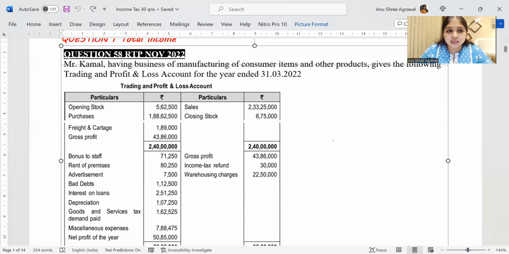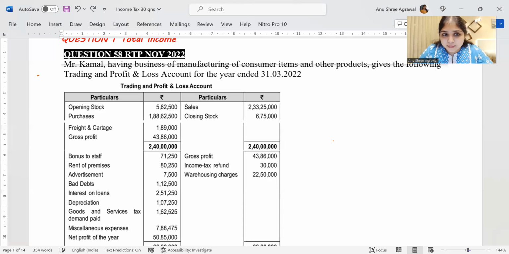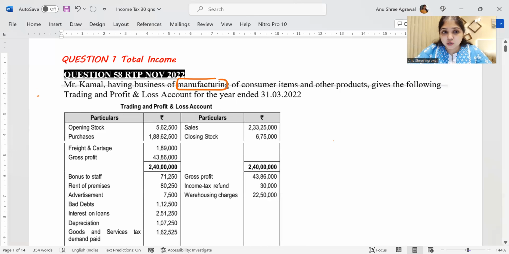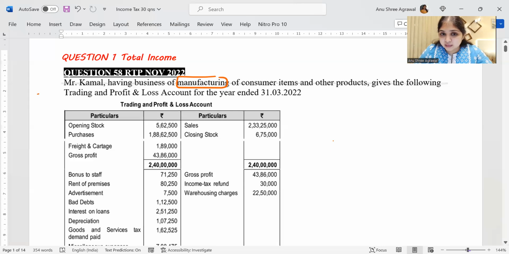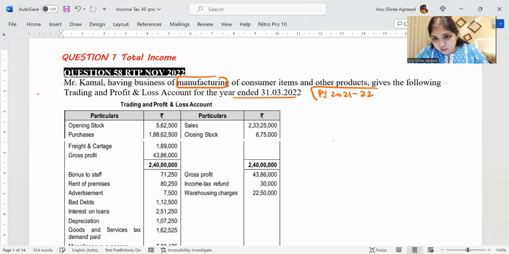All right. Now listen, looking at the question, Mr. Kamal, having a business of manufacturing of consumer items and other products, gives the following trading and P&L account for the year ended 31st March 2022. So which means we are doing the calculation for previous year 21-22, which means assessment year 22-23.